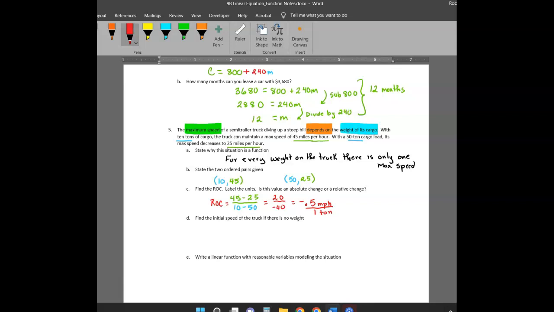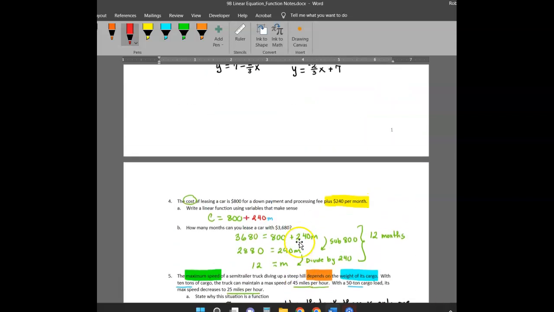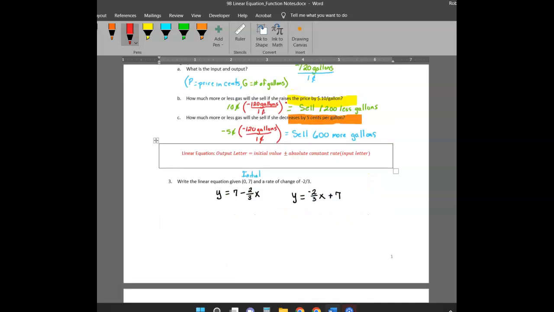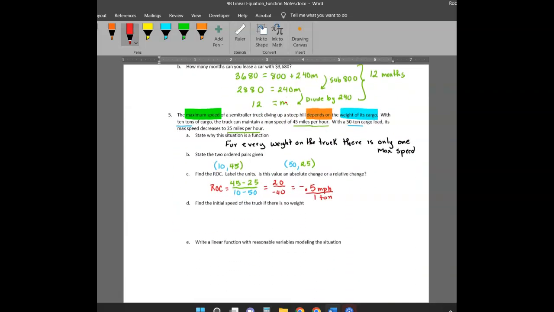Right, so that means that every time you put a ton of weight on the truck, its speed decreases by half a mile per hour. This is the same thing as our gas price problem when we were decreasing: for every cent that we added to the price, we decreased by 120 gallons. So this is saying for every ton we put on the truck, we're decreasing its speed by half a mile per hour. So we want to find the initial speed.